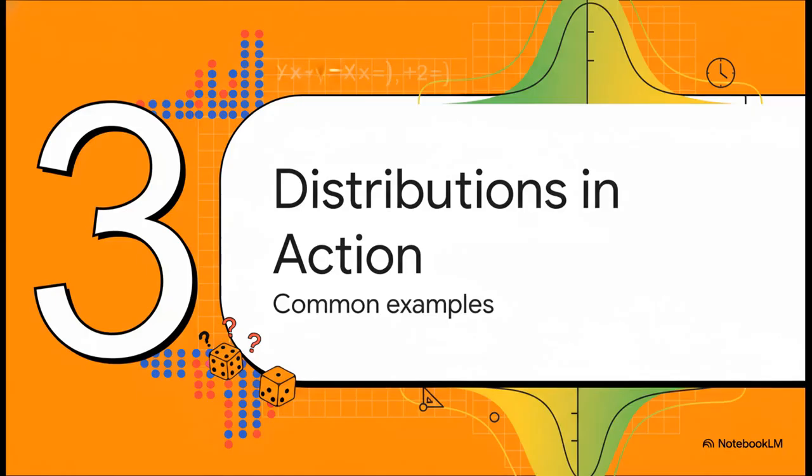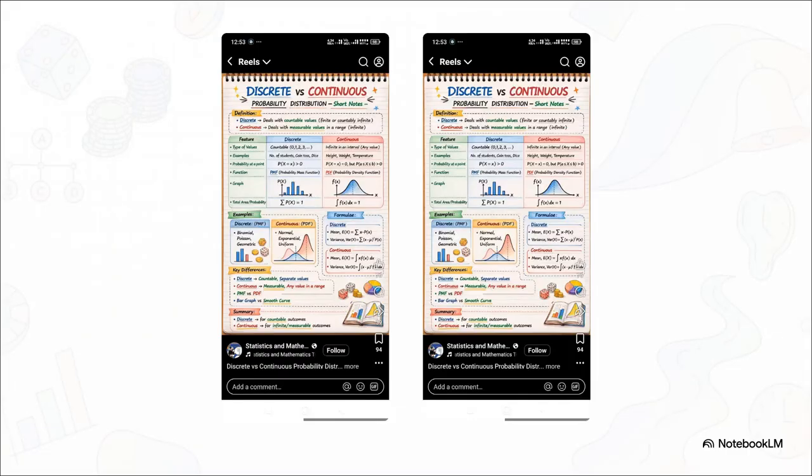Okay, that's the theory. But where do we actually run into these things out in the wild? Well, let's take a look at some of the most common families of distributions that you're likely to encounter. So for discrete data, you'll hear names like the binomial distribution. That's perfect for things with 2 outcomes, like a coin flip being heads or tails. Or the Poisson distribution, which is great for counting how many times an event happens over a period of time.